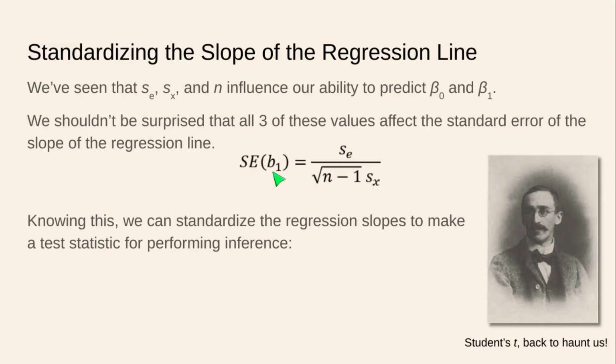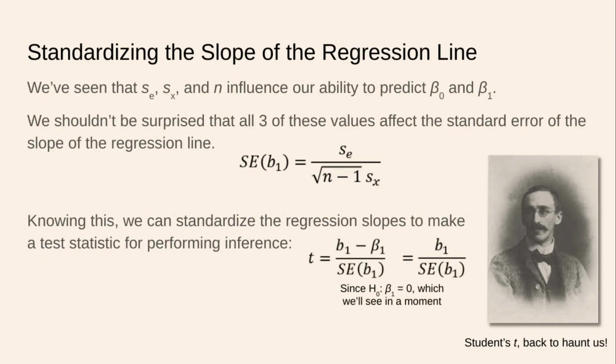Say we took one sample, we would get a slope for that sample. Say we took another sample, we would get a slope for that second sample. Say we took many samples, we would get many, many slopes, all right? But what this is saying here is that those slopes are predictable. They have a certain amount of variation. And when we can predict the variation of a value like b1, we are able to standardize the regression slopes, and that helps us to make a test statistic, which is our key to perform inference.